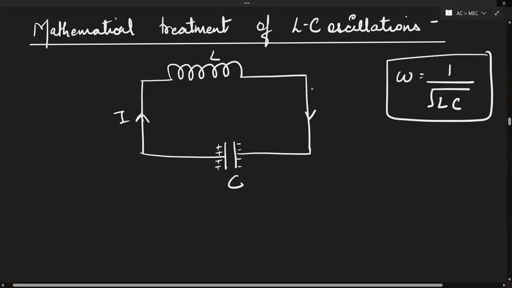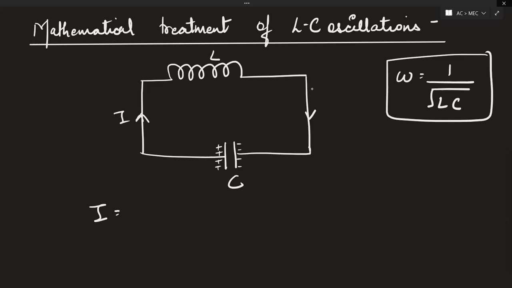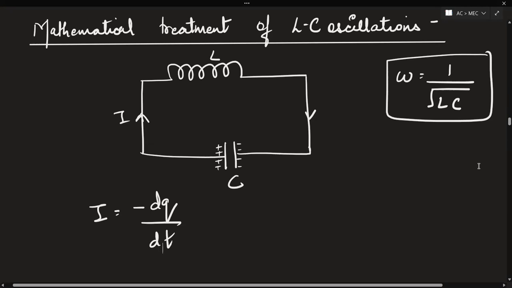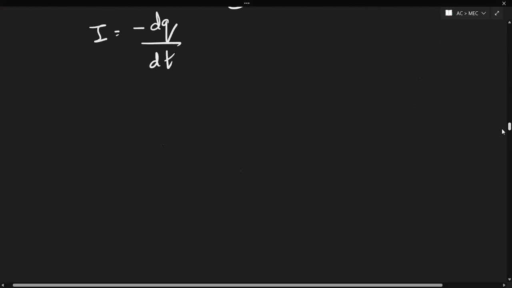So this is the inductor, this is the capacitor. Now, what is the current? Since the charge is decreasing, the current increases. Your current is actually minus dq over dt. We are adding the minus sign just to show that the charge is decreasing, because in the capacitor, this is what happens. In the LC oscillation, the charge got decreased, so the same thing will occur over here also. I is equal to minus dq over dt.